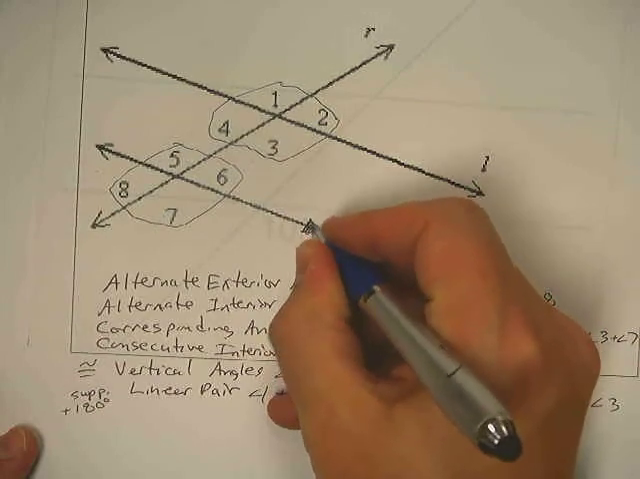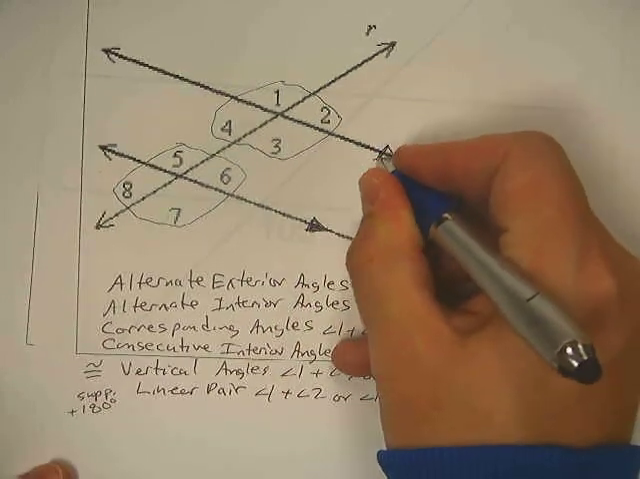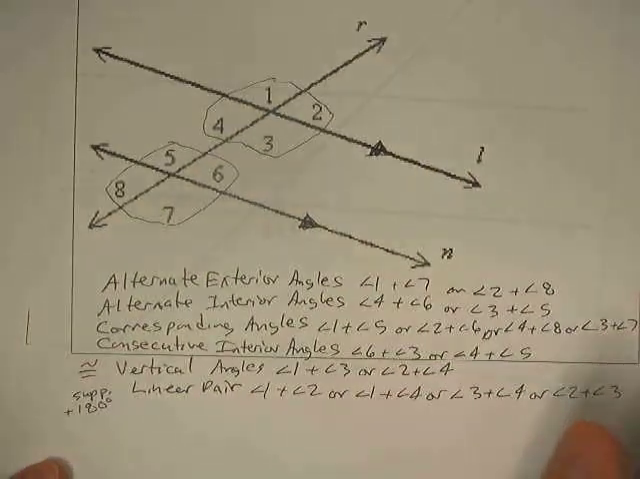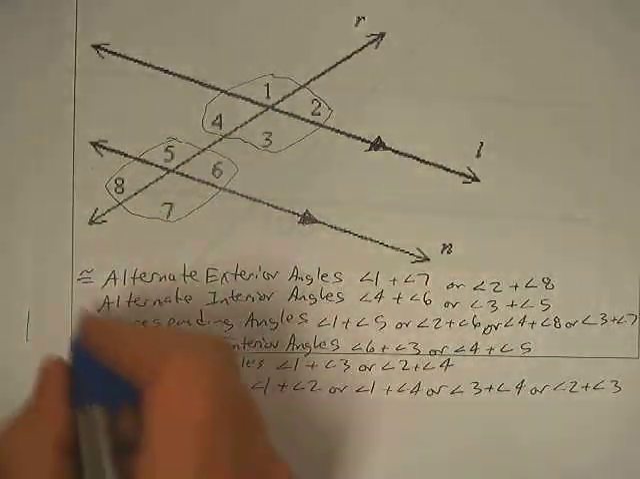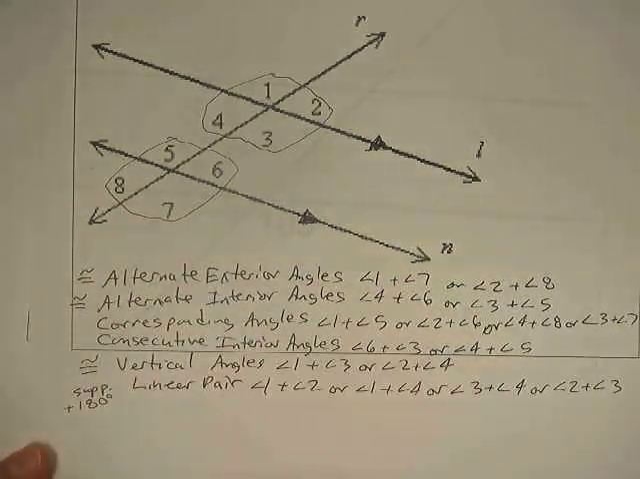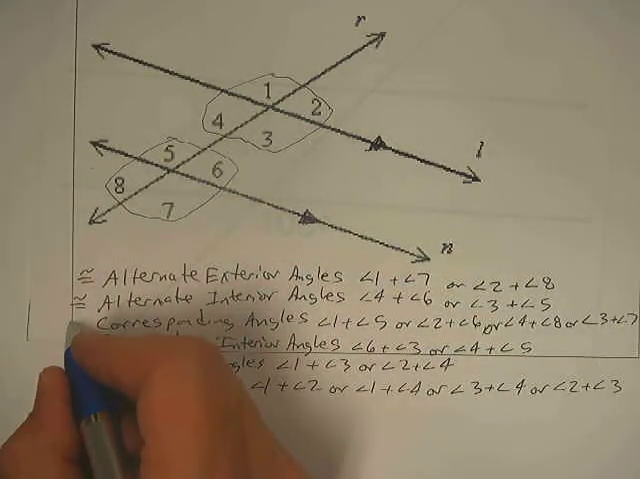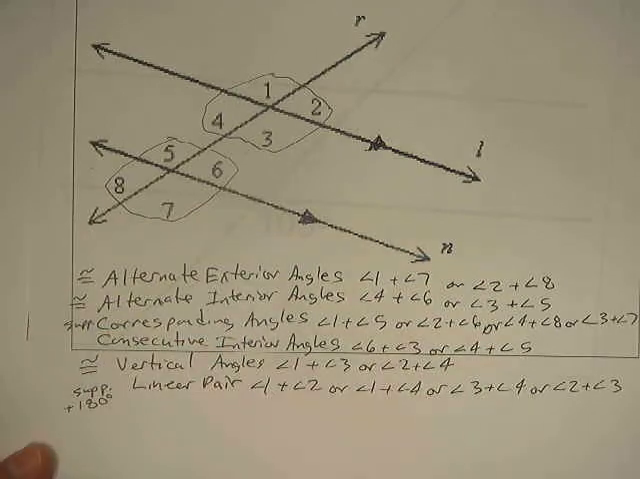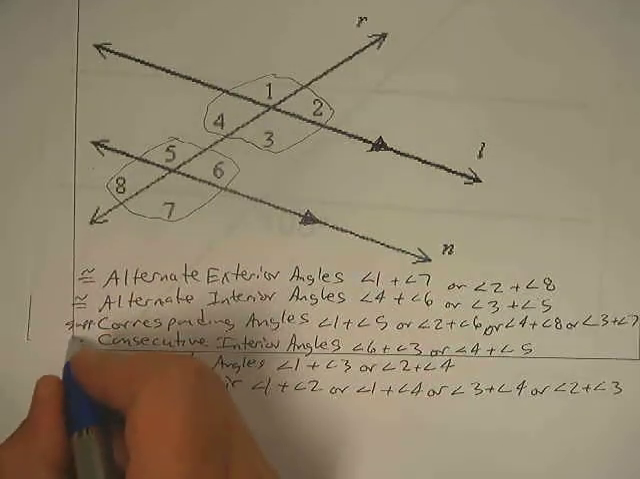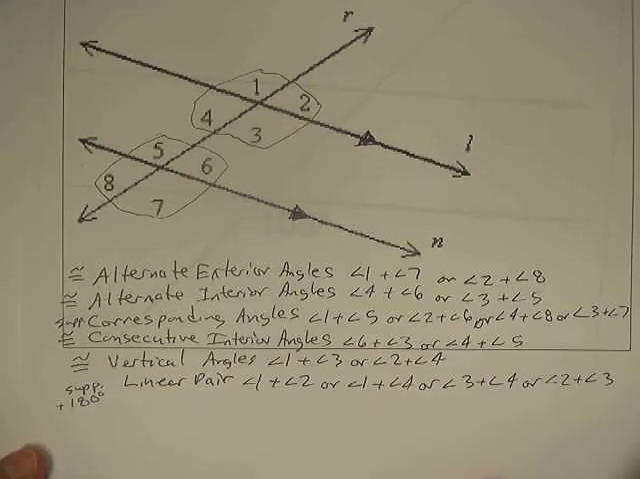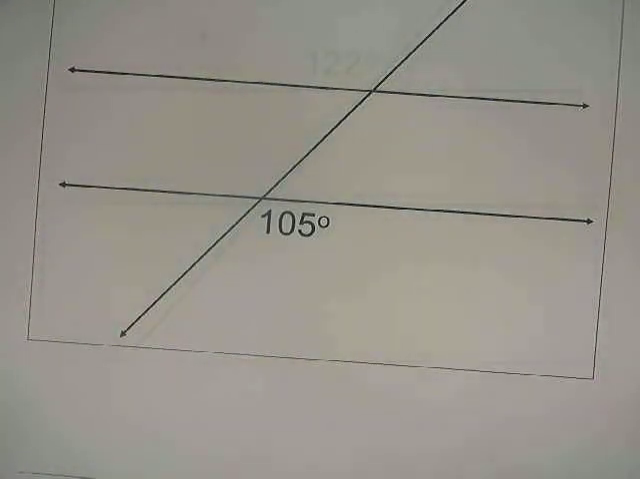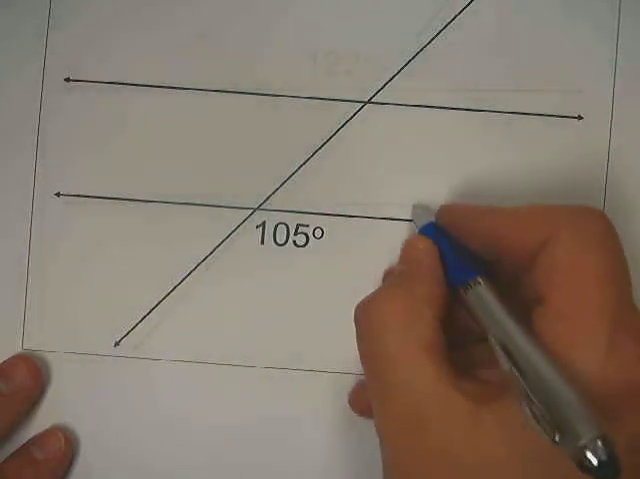Okay. These angles have special properties when the lines are parallel. So if these lines are parallel, and they must be parallel for these properties to happen, alternate exterior angles are congruent. Alternate interior angles are congruent. Corresponding angles are supplementary. That means they add up to 180. And consecutive interior angles are congruent.